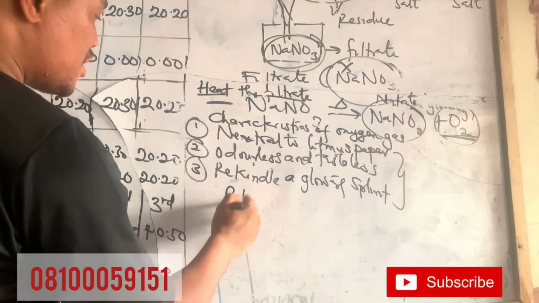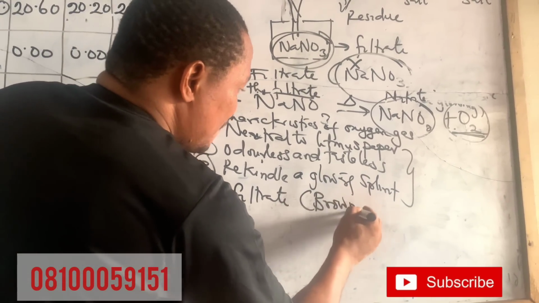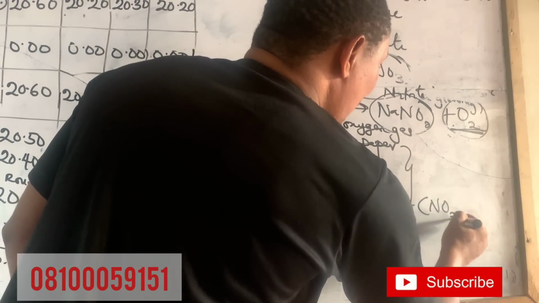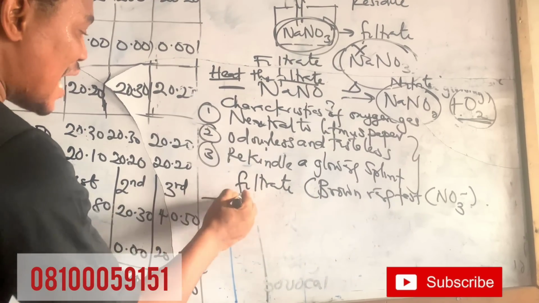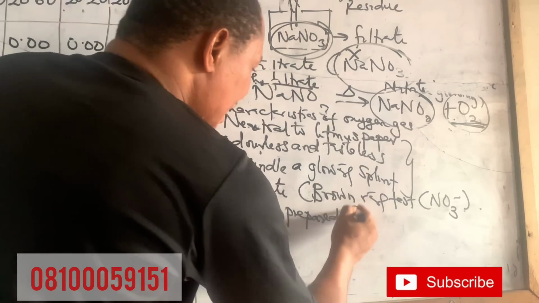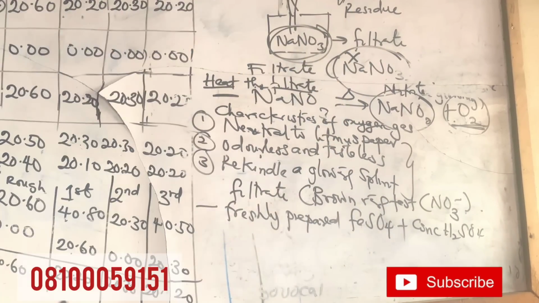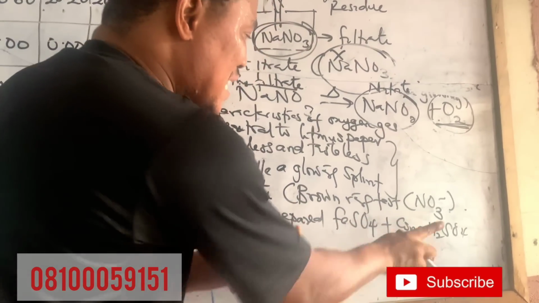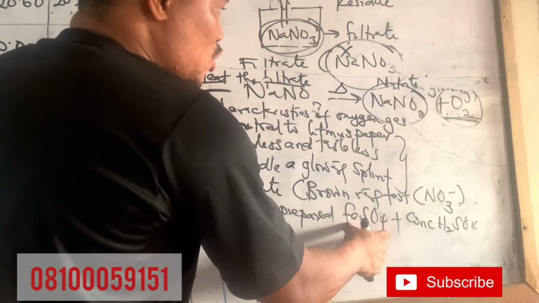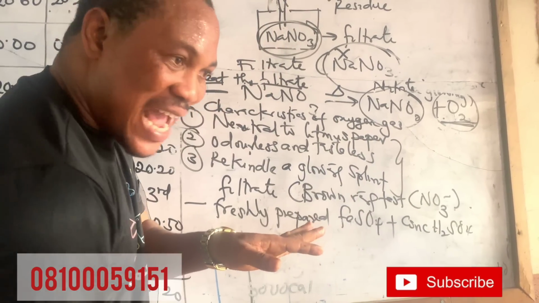Another one I'm expecting from the filtrate is the common one that everybody is actually predicting, which is the brown ring test. Students, please take your time to read all these things too. The brown ring test is for NO3 minus. And how does that happen? We will add freshly prepared iron(II) sulfate plus conc H2SO4, or dilute if you have that. I prefer conc. So you will slant the test tube after you have added the iron(II) sulfate to the filtrate, and add the H2SO4, sliding it down the test tube.